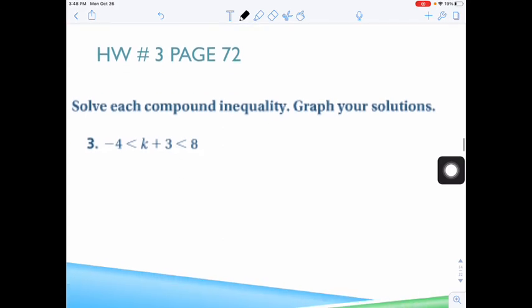On page 72, we have number 3, solve each compound inequality, graph your solutions. We have -4 < k + 3 < 8. You can solve this either way. Make sure to graph your solution.